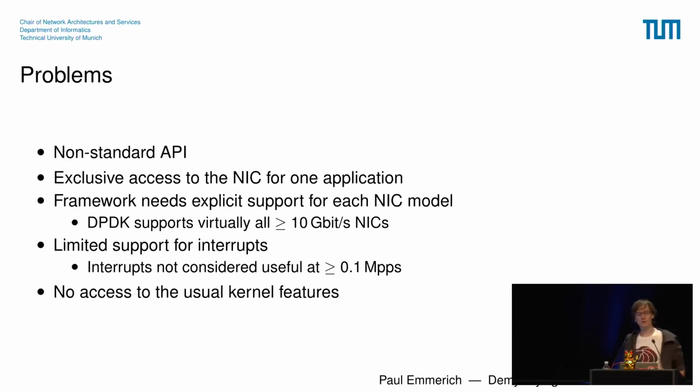Okay, what problems did we solve and what problems did we now gain? One problem is we still have the non-standard API. We still need exclusive access to the network card from one application, because the driver runs in that thing. So there are some hardware tricks to solve that, but mainly it's one application that is running. Then the framework needs explicit support for all the NIC models out there. It's not that big a problem with DPDK, because it's such a big project that literally everyone has a driver for a DPDK NIC. And there's limited support for interrupts, but it turns out interrupts are not something that is useful when you are building something that processes more than a few 100,000 packets per second, because the overhead of the interrupt is just too large.